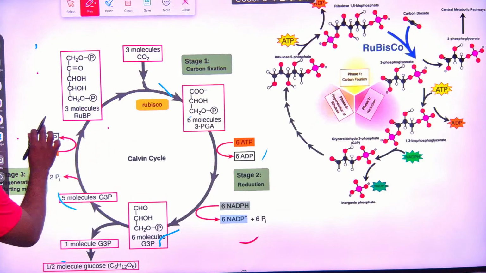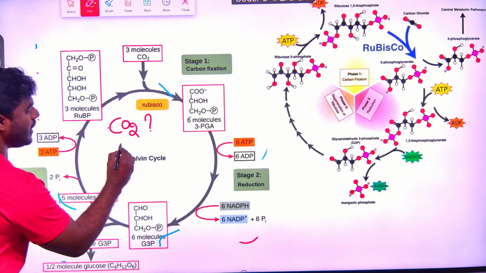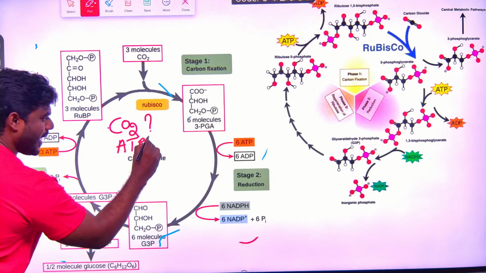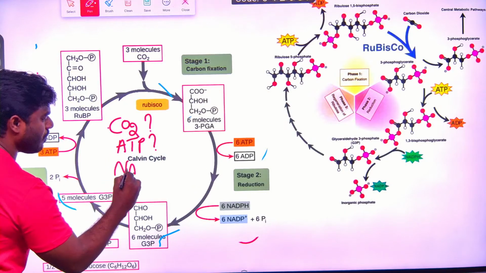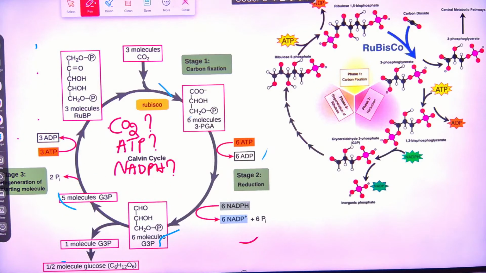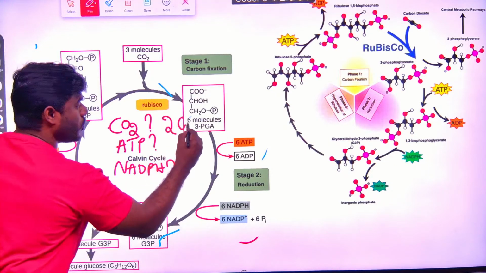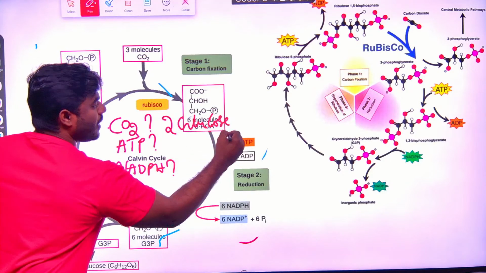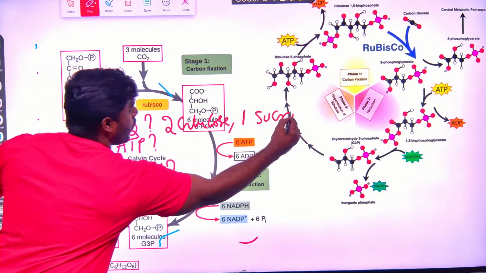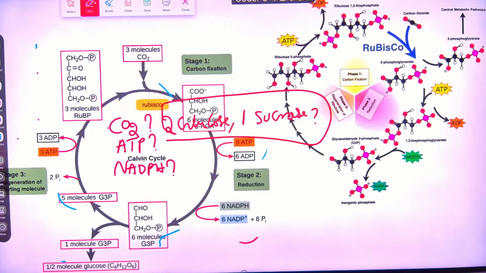How many number of carbon dioxide, how many number of ATP, how many number of NADPH are required to produce, simple question I am asking, 2 molecules of glucose and 1 molecule of sucrose? Consider this is the question you will get in your December exam, right? Calculate it. Every one of you please answer.